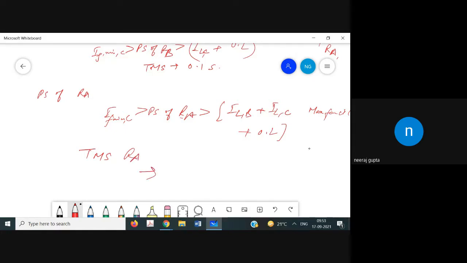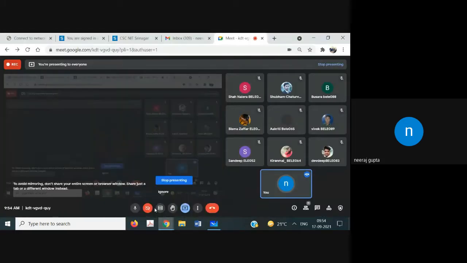That is the operating time of relay B, then the circuit breaker time of B, plus the overshoot time of A. So this is all about the setting of the relay, how the setting of the whole relay can be done.